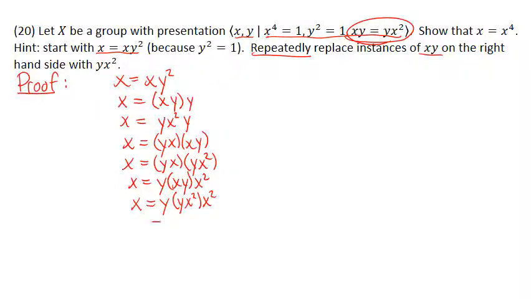Okay, I think I see how this is going to finish now. This is going to be y squared x to the fourth, and then we know that y squared equals 1, so this is actually just x to the fourth. Okay, so I did it. And that's it.